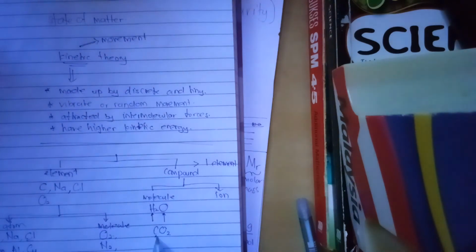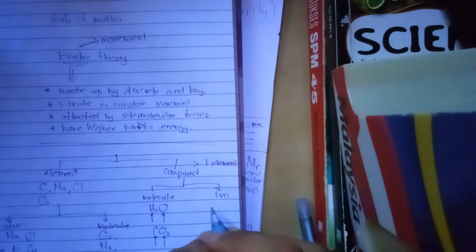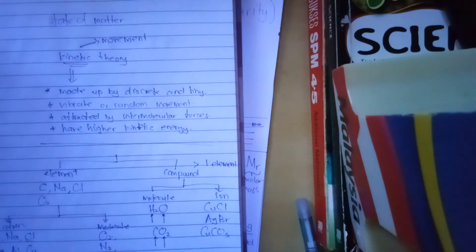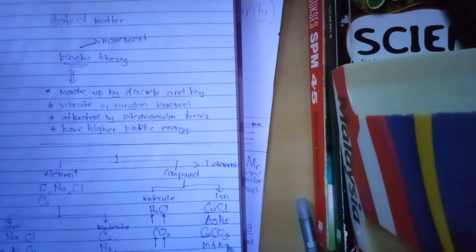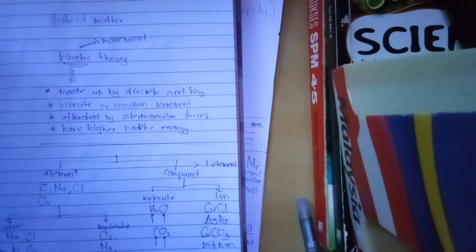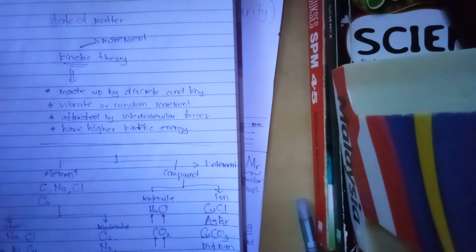But why is it a molecule? Because you have non-metal and non-metal. For ion, for example, you have copper chloride, argentum bromide, and copper carbonate. Here you refer, you have metal, non-metal. So ion is a combination of metal plus non-metal, while molecule is a combination of non-metal and non-metal. So this is how you differentiate element and compound, and also how you explain the kinetic theory of matter. So I hope you can fill up the module based on this video. Okay.